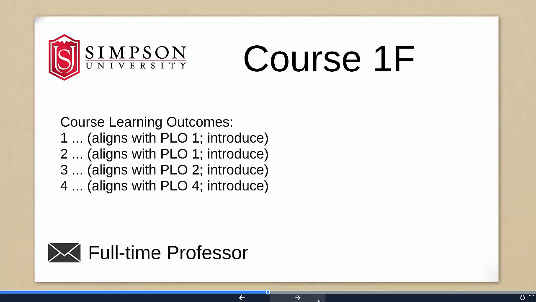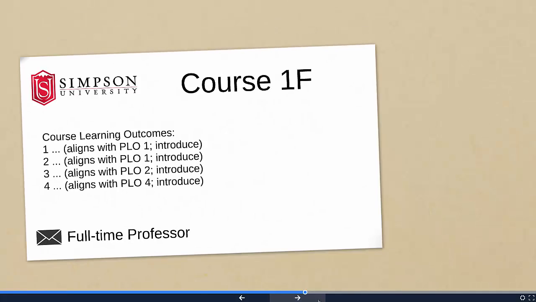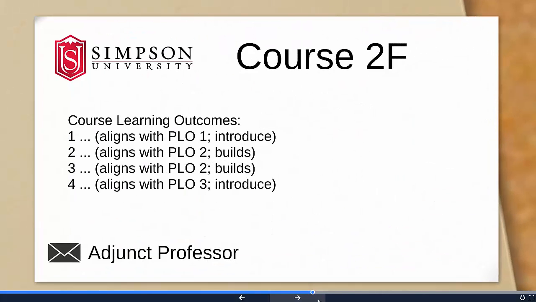In Course 1, we have 4 learning outcomes for the course, 2 of which align with PLO 1, 1 with PLO 2, and 1 with PLO 4. This course is taught by a full-time professor. Course 2 has 4 outcomes, 1 that aligns with PLO 1, 2 that align with PLO 2, and those build, and 1 that aligns with PLO 3. This course is taught by an adjunct professor.